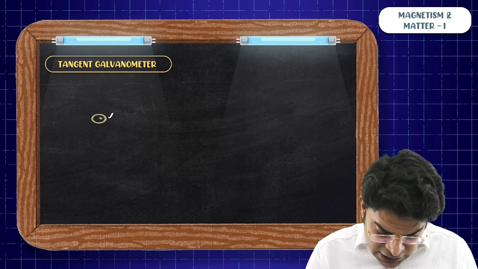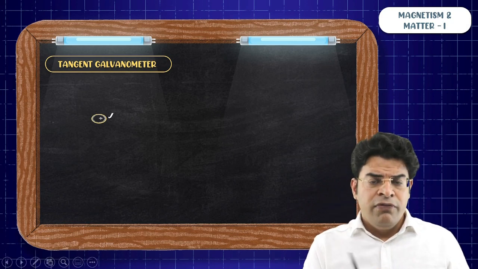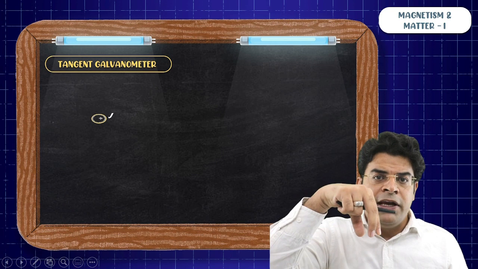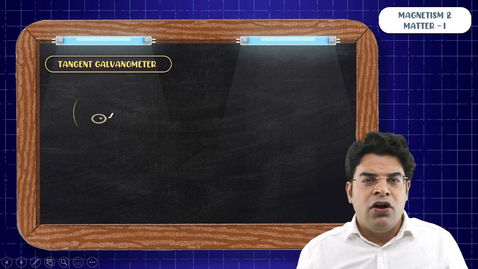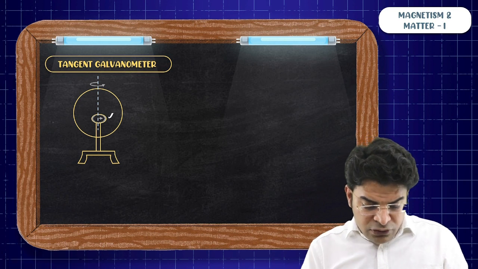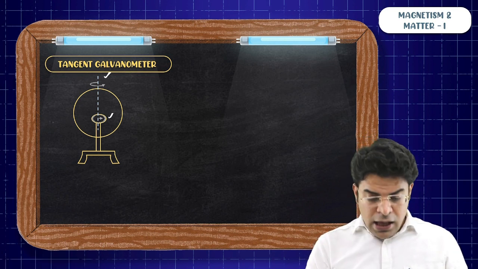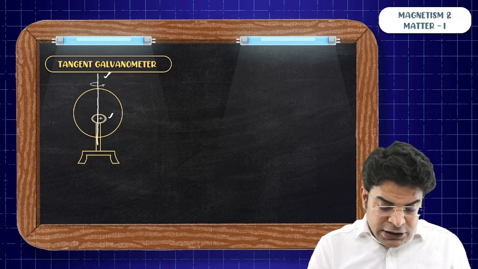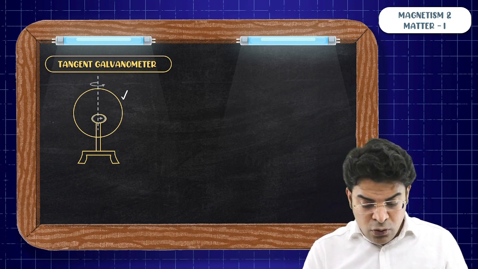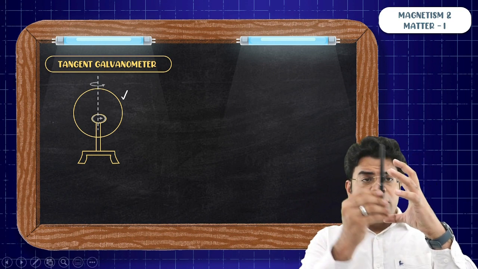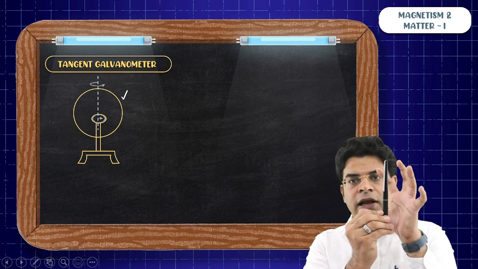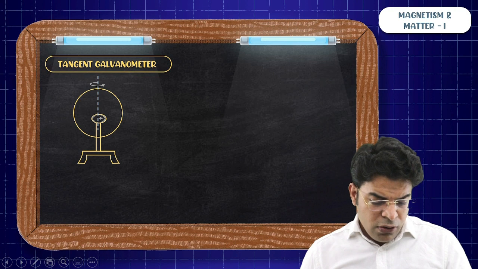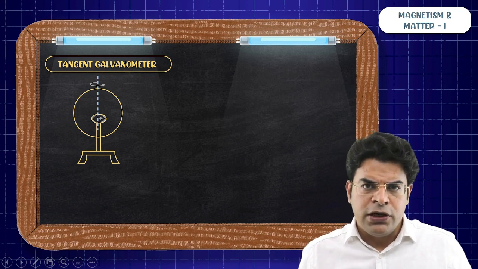And this small magnetic needle, which is mounted over a horizontal plane so that it can rotate in the horizontal plane, is placed at the center of a big coil. Now this coil can be turned about a vertical axis passing through its center. So this coil is vertical and it can be turned around a vertical axis passing through its center, something like this. So now how do we use a tangent galvanometer?